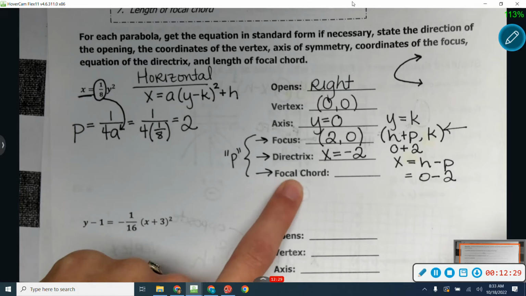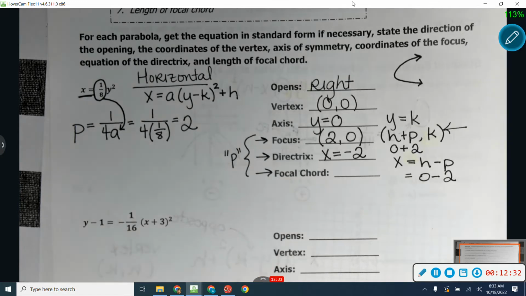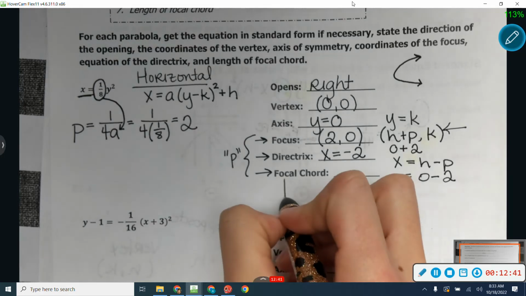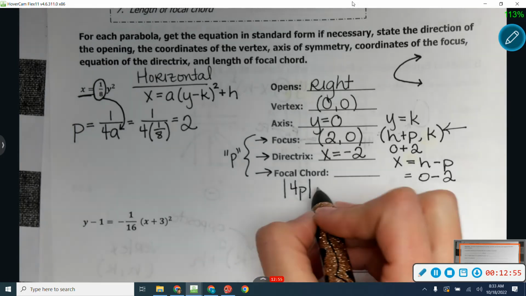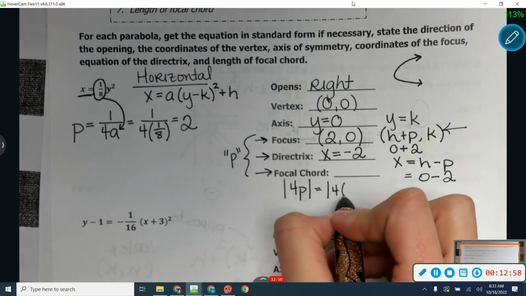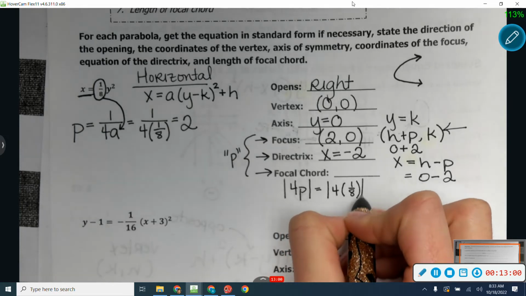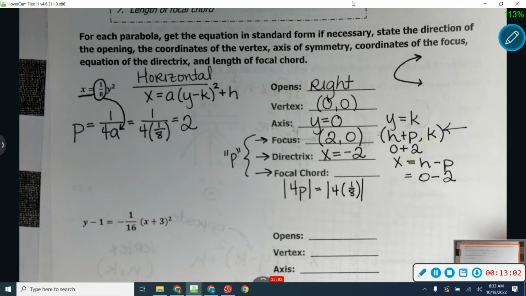Okay, my focal chord is the distance from one side of the parabola to the other, and that passes through the focus. My focal chord formula is on your formula chart, the absolute value of 4p. Sometimes your p value is going to be negative, so that's why you've got an absolute value, because you're doing distance, the length, which only makes sense to be positive. So I'm going to have 4 times 1 over 8, and that's in my absolute value bars.